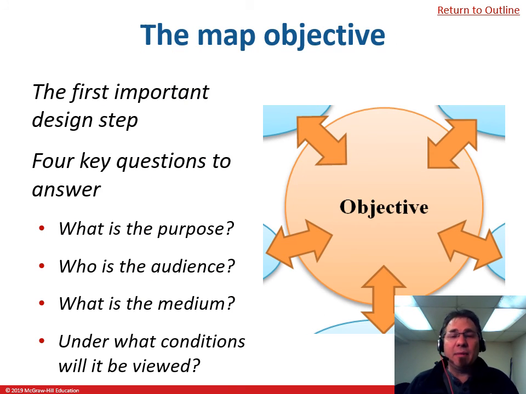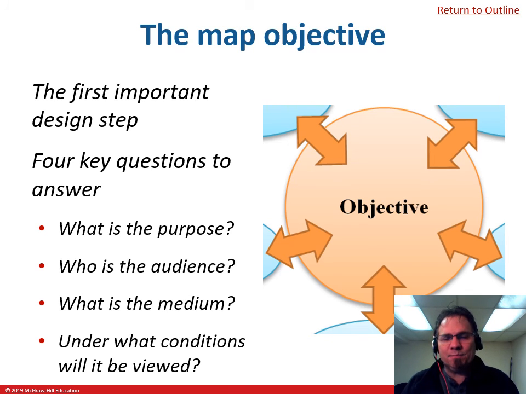So, like I said, the map objective is the most important part of the map. That's the part of the map you never want to lose sight of. So you have four key questions here. What is the purpose? So what is this map trying to tell? What story is this map trying to tell you? Is it seismic hazards? Is it where to place the next shopping mall? What is it? Who's your audience is the next one.